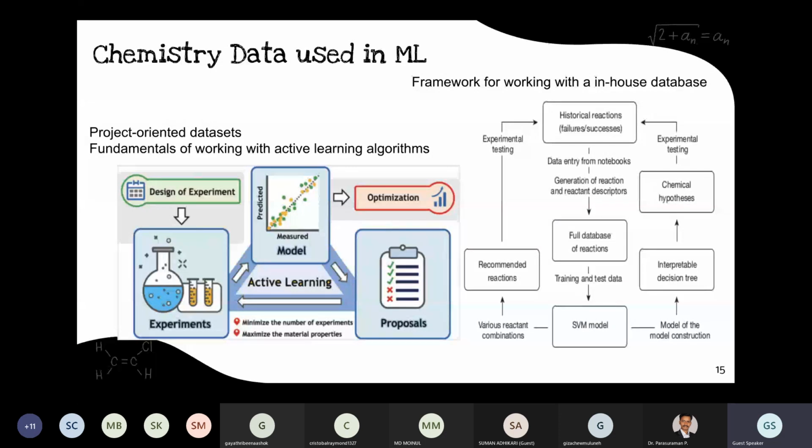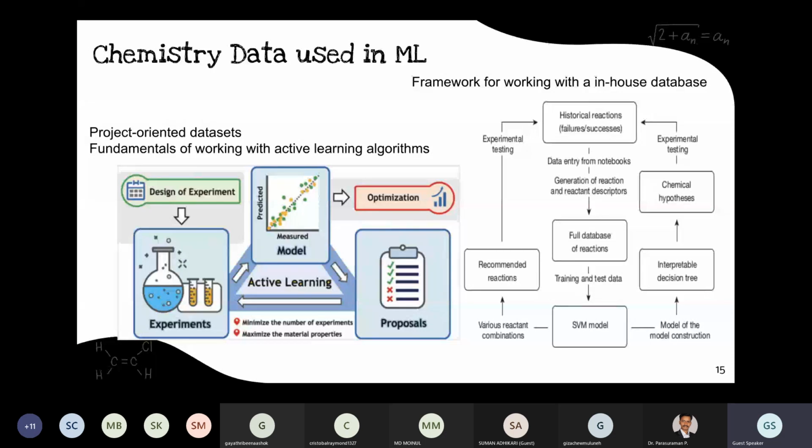Anyway, why I said that is, when you have an in-house database, you come to know about your historical reactions, which were successful and which were failures. Normally in our scenario, we never publish what failed. We never publish what is negative, but it is required. Let others know it. That is where the importance of machine learning comes into the picture. Once you get to know about the failed data and success data, we can generate SVM models because it's categorical, right?